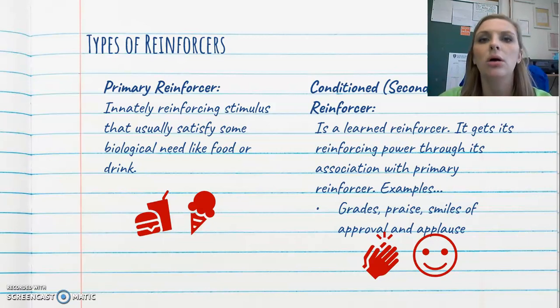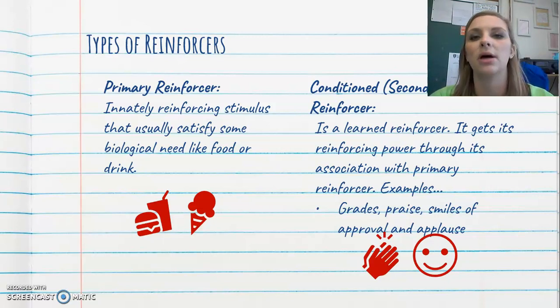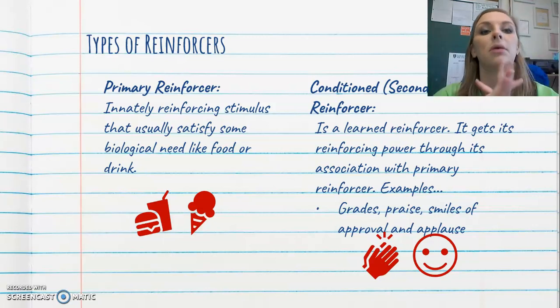Okay, so to get animals to do things, we can give them food, right? Because they need that to survive. So primary reinforcers are satisfying a biological need, like sleep. Okay, if you just do this next thing, I will let you go to sleep. Okay, if you just do this next thing, I will give you your dinner. Okay, those are primary reinforcers.